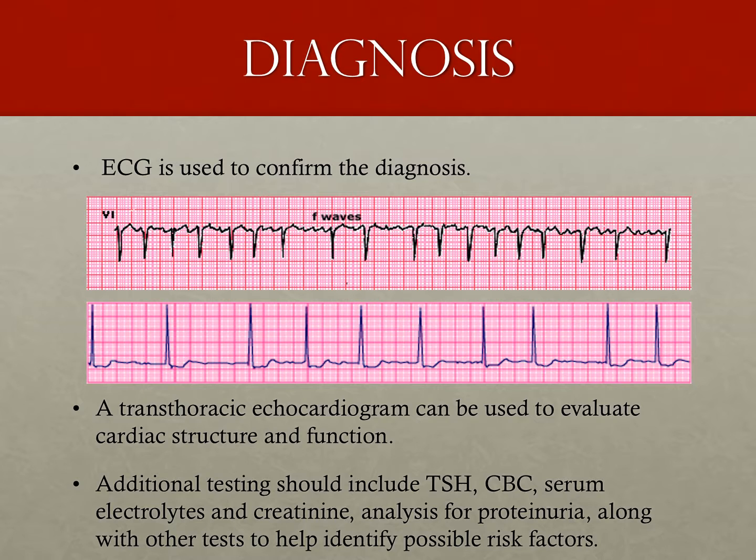embolization. Additional testing such as TSH should be done to rule out hyperthyroidism as a potential cause of AFib, and to rule out other risk factors such as a screening for diabetes and a BNP to assess heart failure.